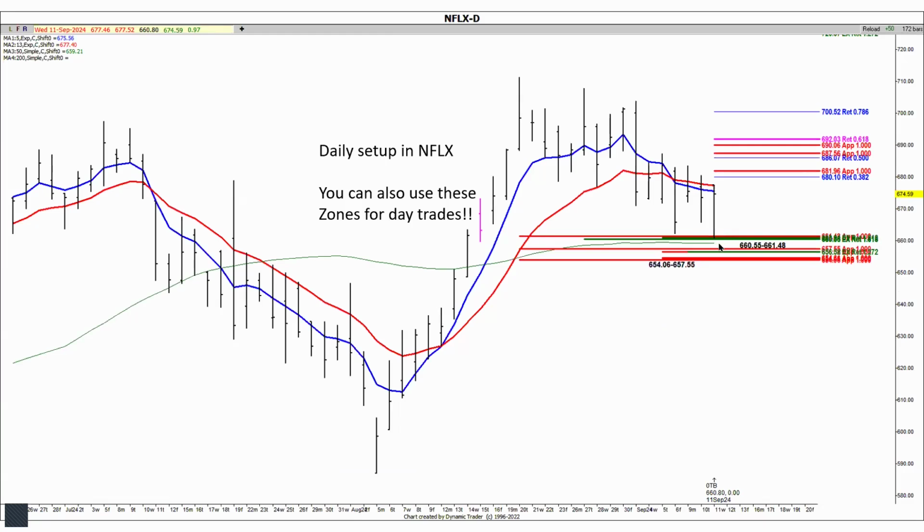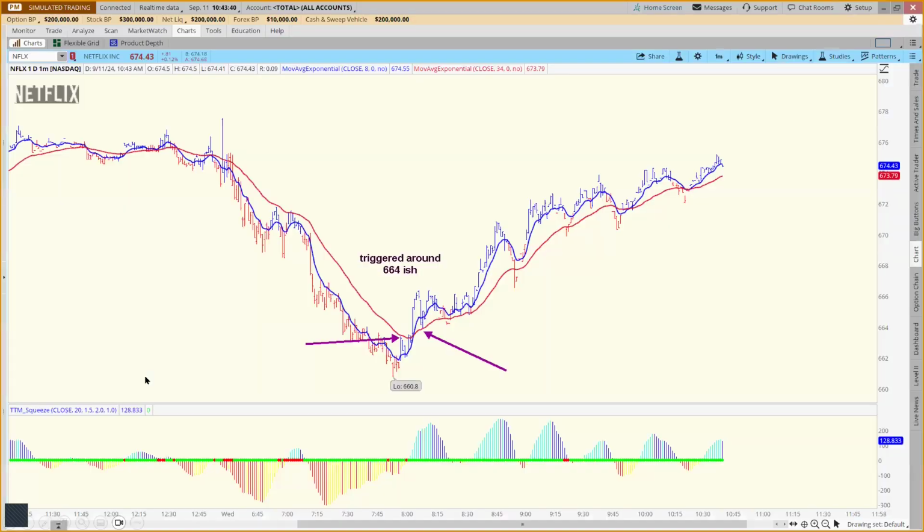So let's see, that zone was 660.55 to 661.48. You can see there's at least 3 levels there. And this next chart should be the trigger. Yep, here's your trigger. So that was Netflix. Here was where the low was put into that zone. Here's the prior swing high that we took out as part of the trigger.